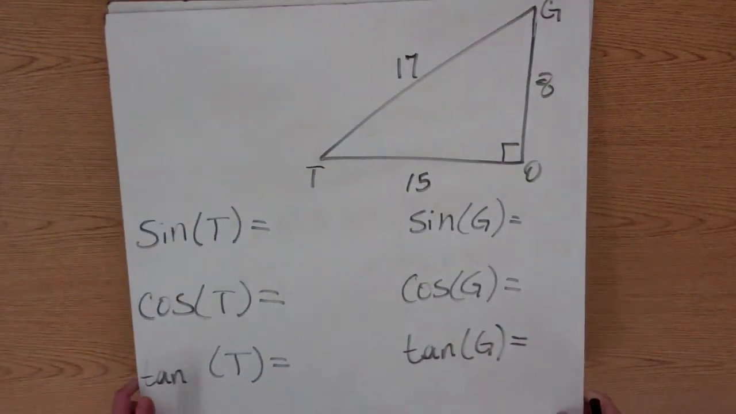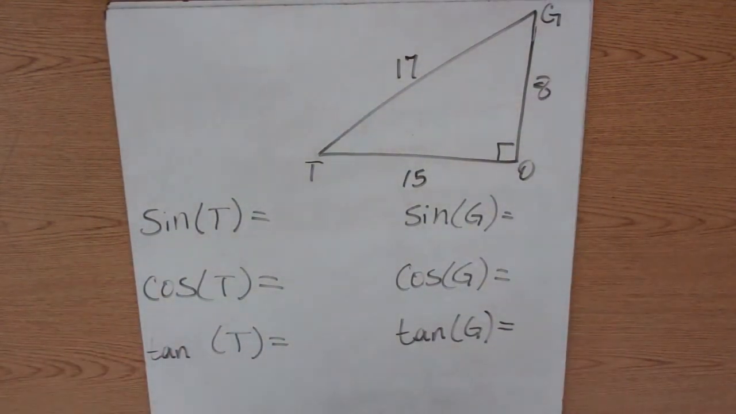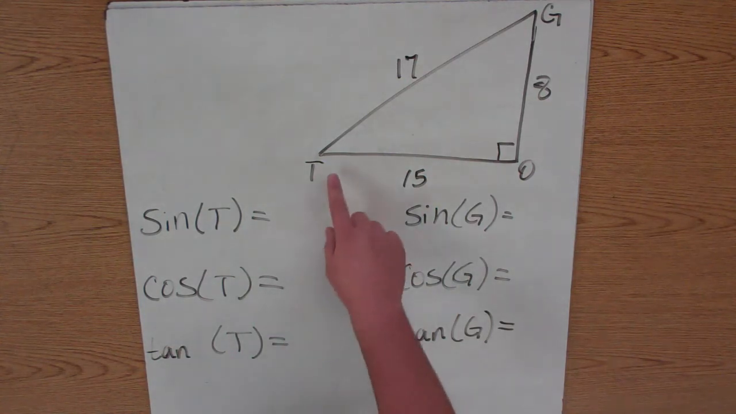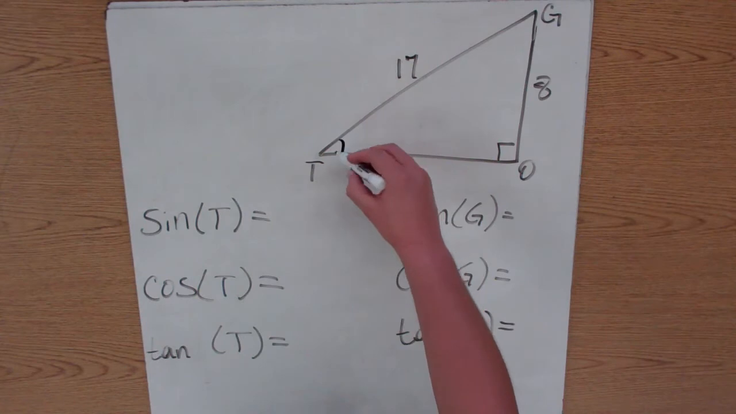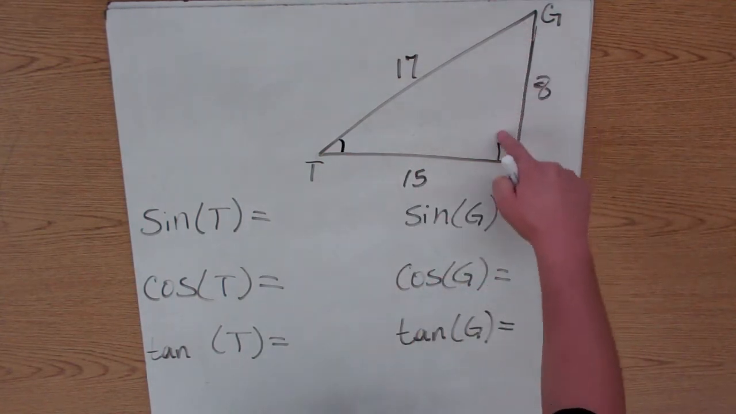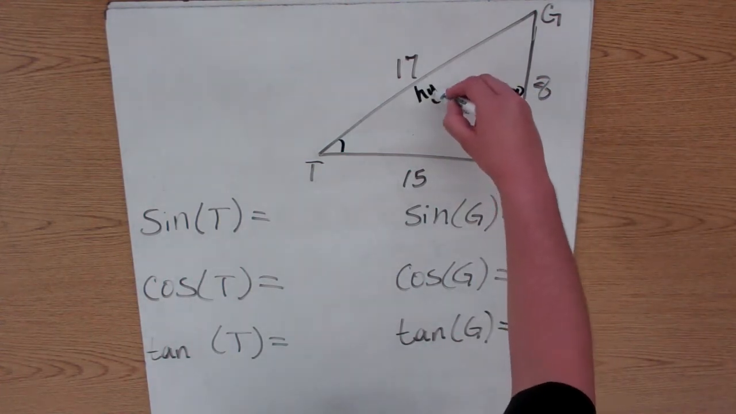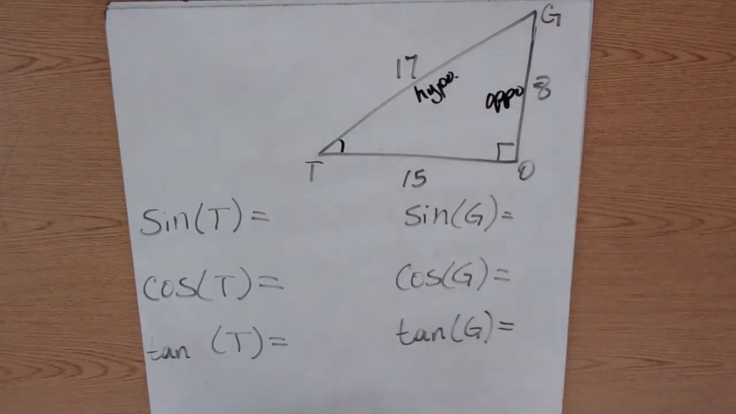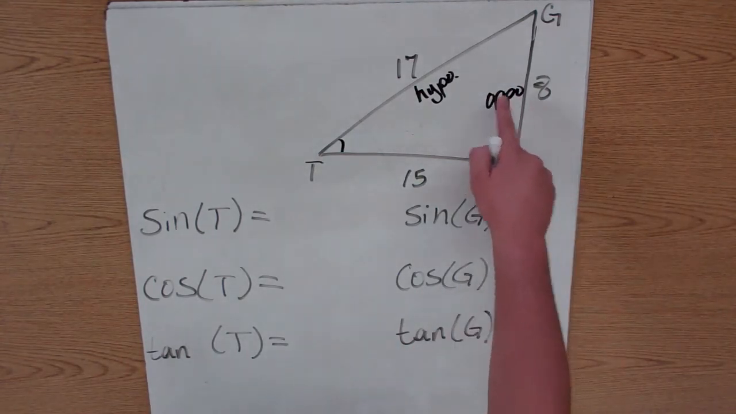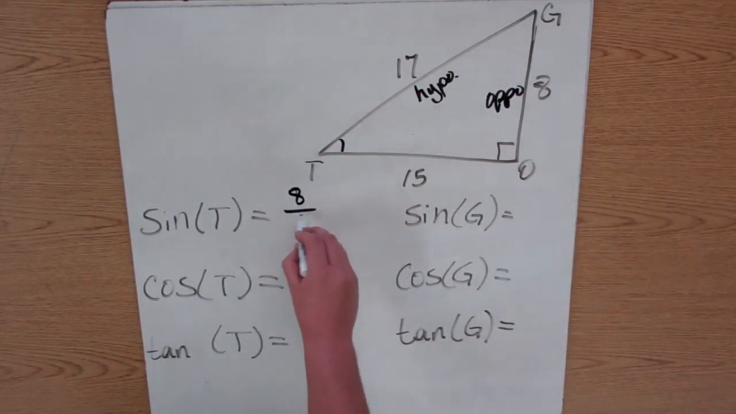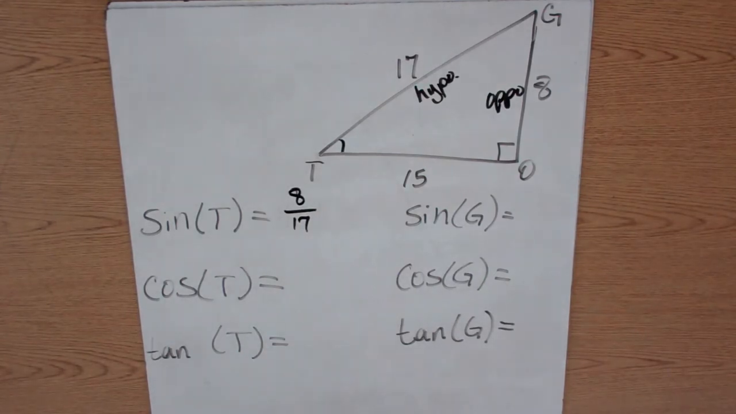So, let's look at an example and fill out some sine and cosine values here. The sine of t, we know from the previous board that sine is opposite over hypotenuse. So we're looking for angle t here. The side opposite t is this side right here. So for t, this is the opposite side. And of course, this is always the hypotenuse. So for sine, it's opposite over hypotenuse, so it's 8 over 17. No need to reduce it, just leave it as a fraction.